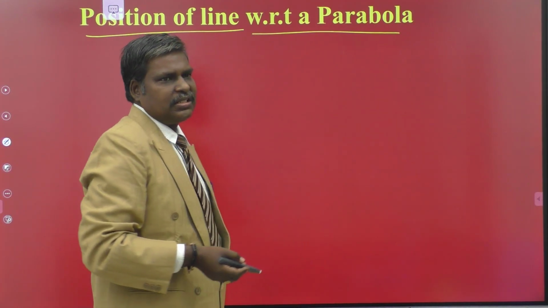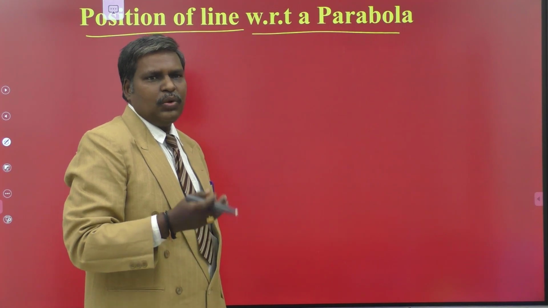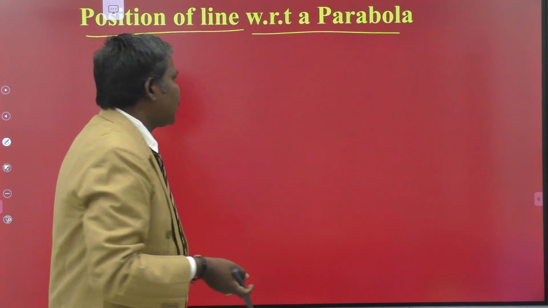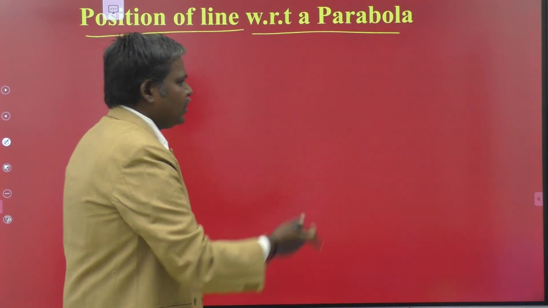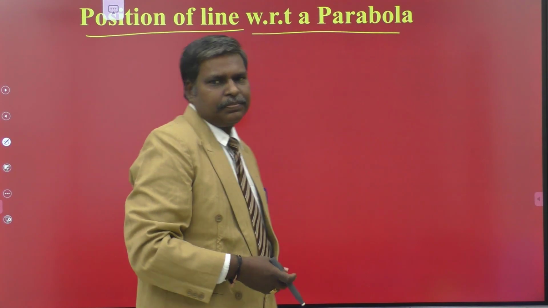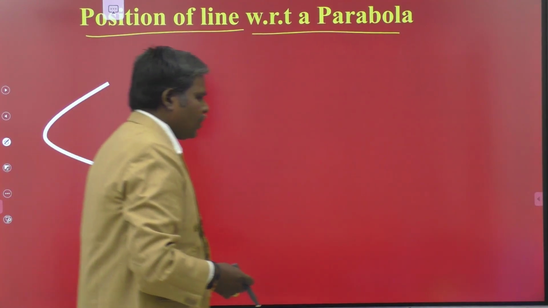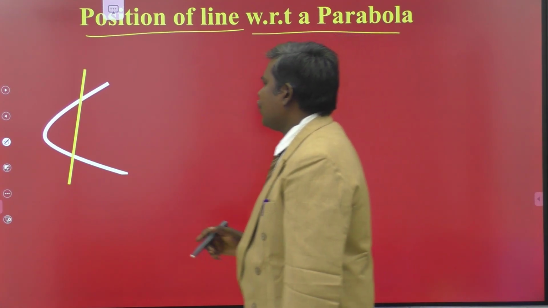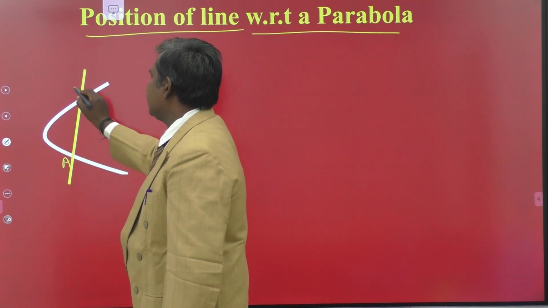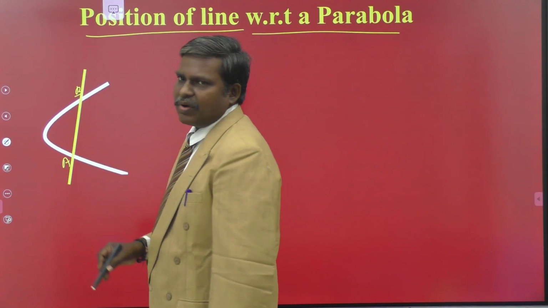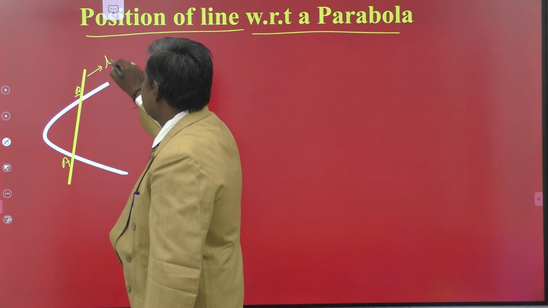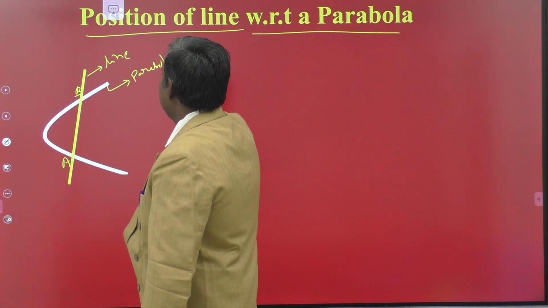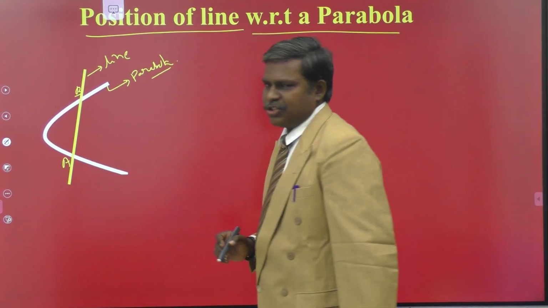So how many possibilities? The line may be completely outside the parabola, the line touches the parabola, or the third case is the line intersects the parabola. These are the three cases. See here, this is the parabola and my line is like this. It intersects the parabola at two real and distinct points, A and B. This is the one position. This is the line, this is the parabola. Am I correct or not? This is one of the positions.